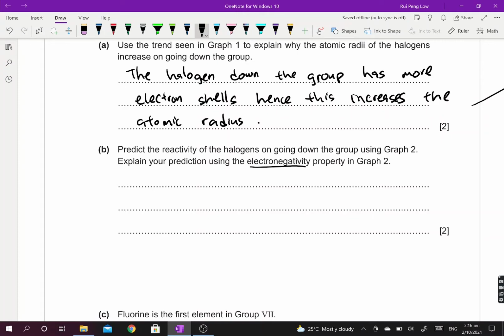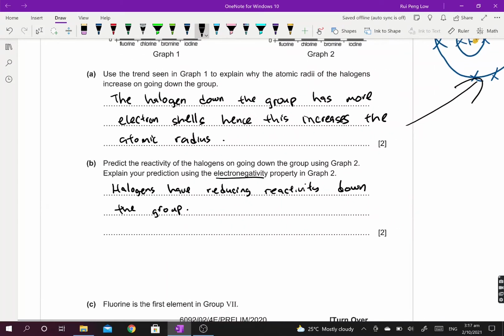So, halogens have reducing reactivity down the group. Take note, group 7, as you go down the group, the reactivity decreases. However, for group 1, listen carefully, group 1, your sodium, potassium, lithium, the reactivity increases down the group. Now, explain your prediction using electronegativity.